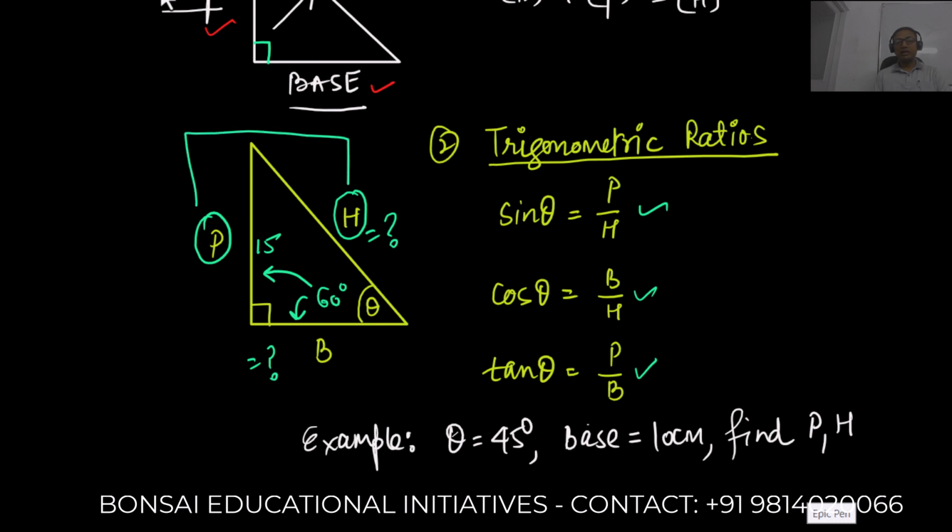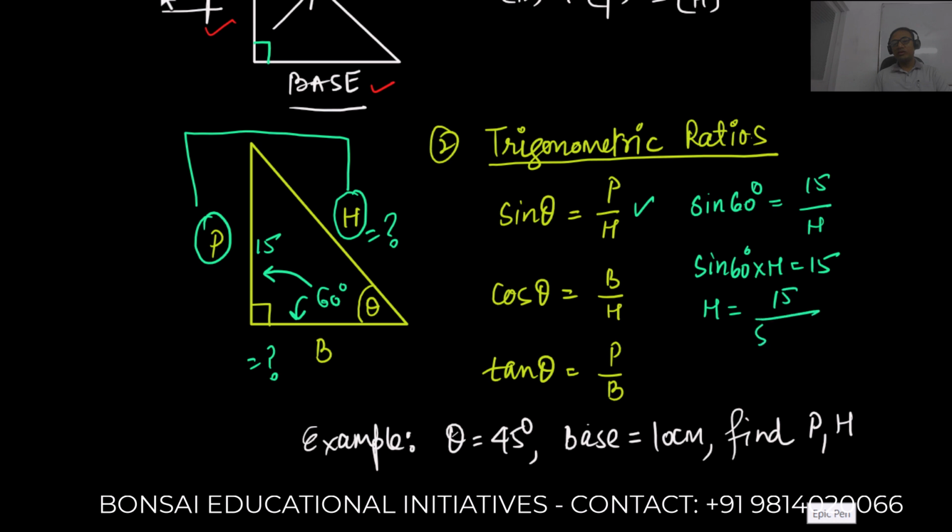We have to find which trigonometric ratio is suitable, one which connects perpendicular and hypotenuse. Perpendicular and hypotenuse are connected by the sine ratio. So sine 60 equals perpendicular, that is 15, upon hypotenuse, that is missing. So what can we calculate here? Sine 60 times h equals 15, and h comes out to be 15 over sine 60. We can put these values in the calculator.